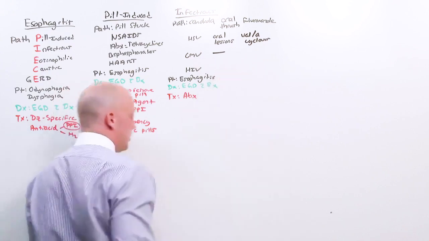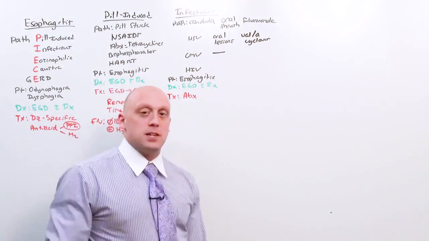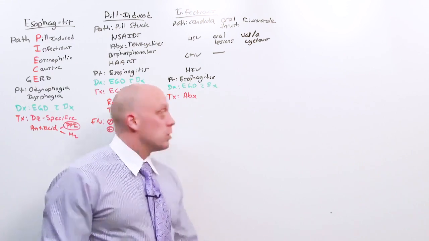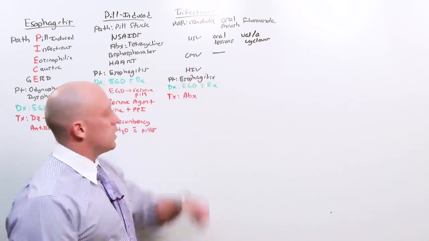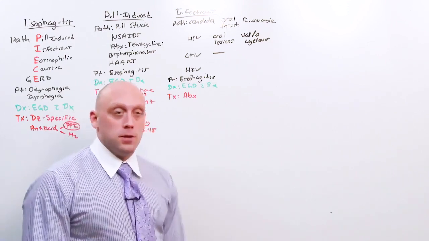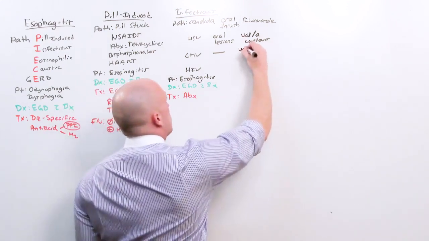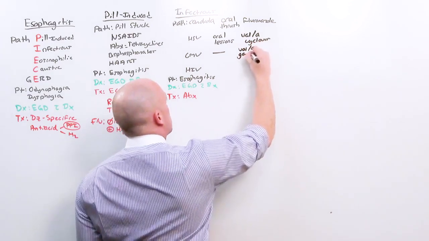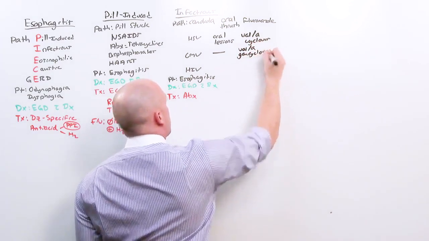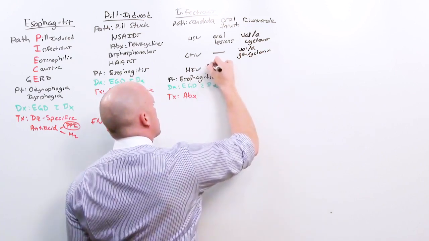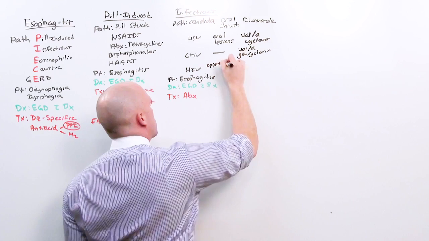CMV does not have a typical finding in the mouth, and you will have to do the biopsy in order to diagnose CMV. If you see CMV, it's Val or ganciclovir. And HIV is going to be esophagitis with opportunistic infections.